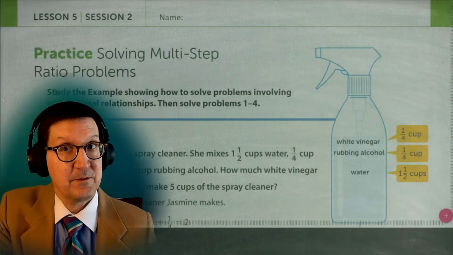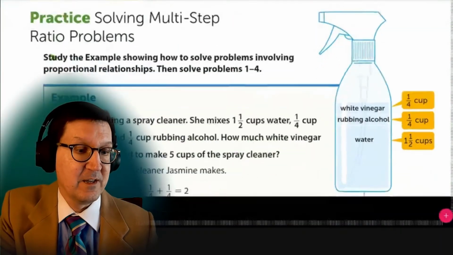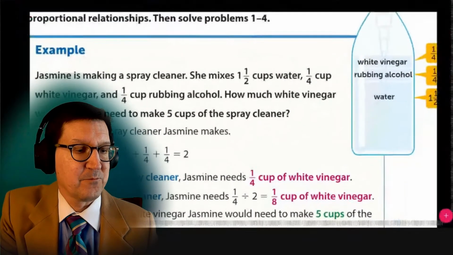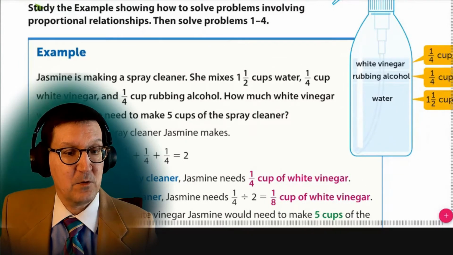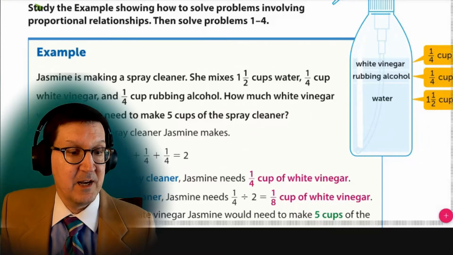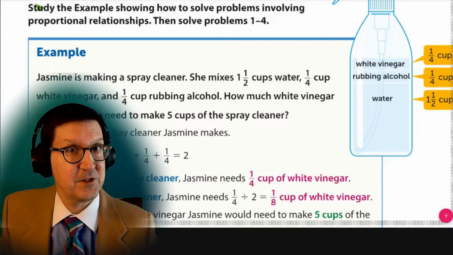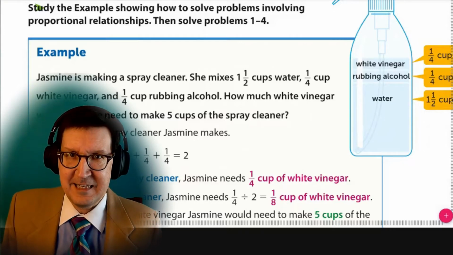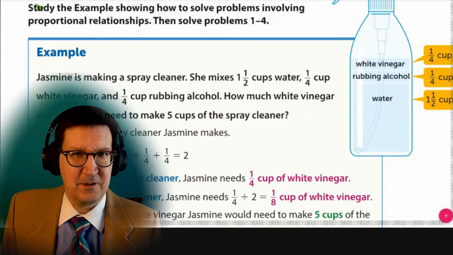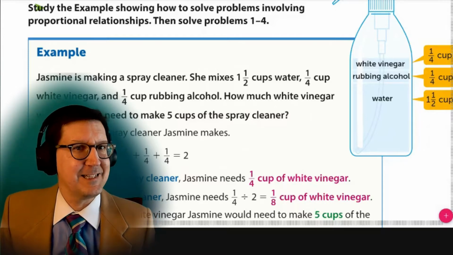So let's look at the practice on page 91, solving multi-step ratio problems. Let's look at this example. Jasmine is making a spray cleaner. She mixes 1.5 cups of water, a 1/4 cup of white vinegar, and a 1/4 cup of rubbing alcohol. How much white vinegar would Jasmine need to make 5 cups of the spray cleaner? So we have to pull aside some data in order to figure this out. It's not quite on the surface, is it?